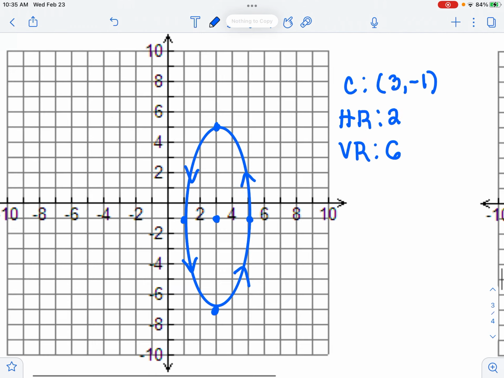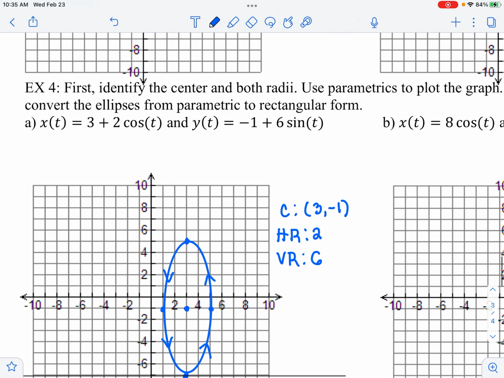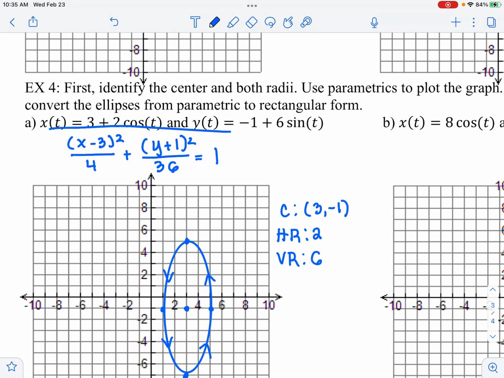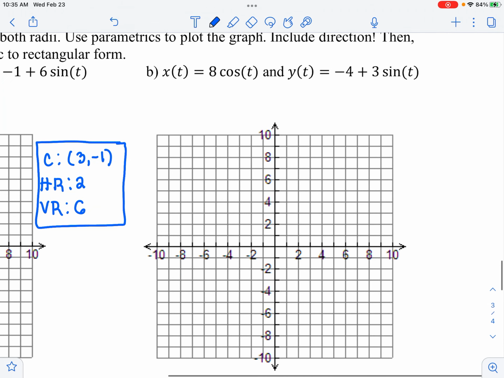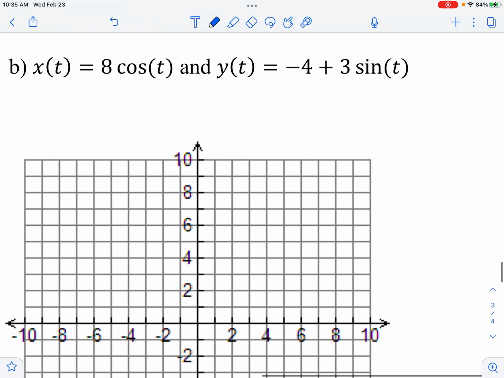And then let's go ahead and write it in its standard form. So that's x minus h squared, which is 3 squared, over the horizontal radius squared, which is 4, plus y minus 1, so y plus 1 quantity squared over my vertical radius squared, 36 is equal to 1. So there's my equation. If you look at that, you can tell it's a vertical ellipse. We drew a vertical ellipse, and it's all matched up. All right, go ahead and pause the video and try the last one and then check back.